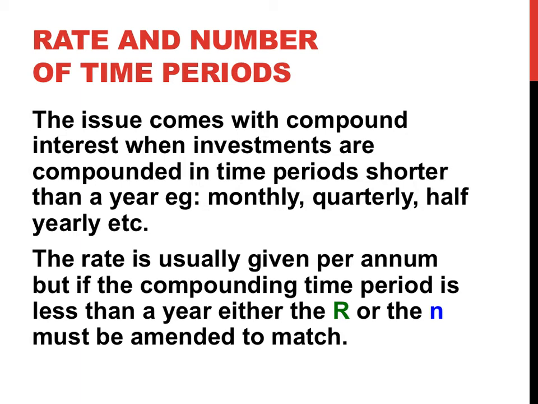So compounded monthly, compounded quarterly, compounded half yearly. The rate is usually given per annum, but if the compounding time period is less than a year, the rate and the time periods, or one or the other, must be amended so they match. So we have to make changes to our rate and our number of time periods if my compounding periods are less than a year. Let me show you what I mean.